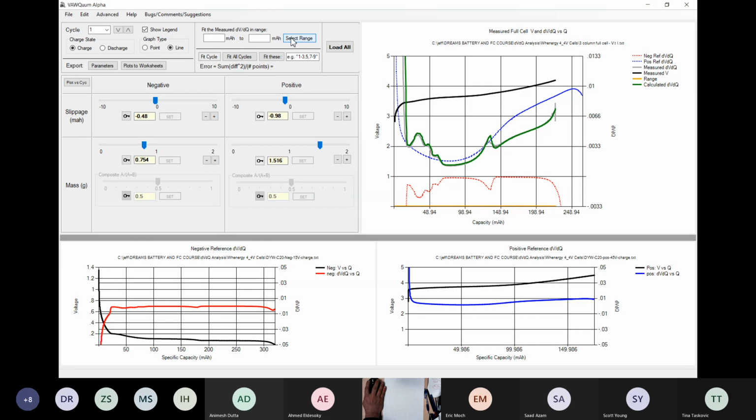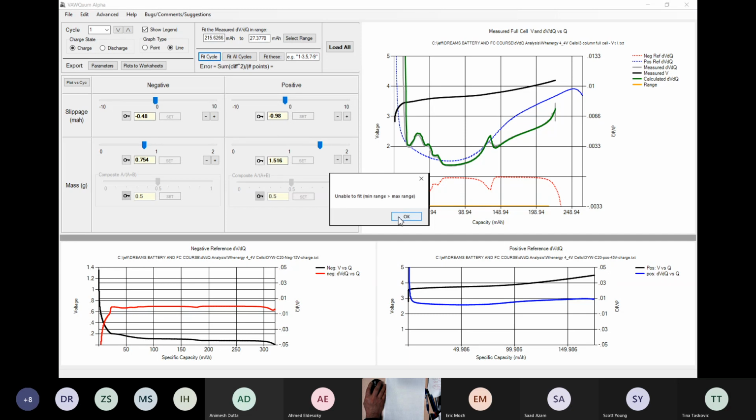So the first thing you should do is select the range. So you hit select range, and then you bring your mouse down, I think, and drag it. Now, how do we do it? There we go. There's the range that I selected, which is about the full range. I might have gone a little bit too far. I'll just reduce this a bit to 215. And then you say fit cycle.